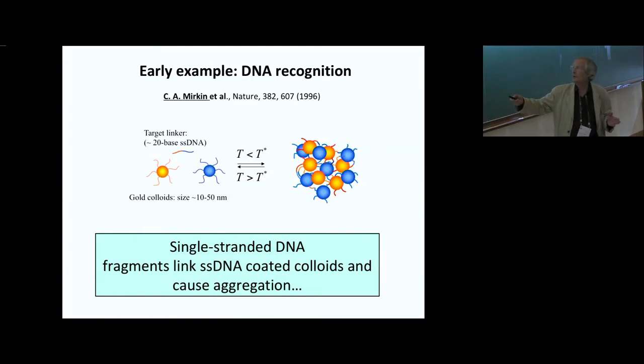And so at high temperature, nothing happens. The particles just whiz around in solution, Brownian motion. You cool it down, and at some point, you get a transition where they stick together. And because these are gold colloids, as they stick together, they get closer together, and you get a shift in the plasmon resonance frequency. And you can detect this phenomenon spectroscopically. And so this is a way to detect that you have this specific gene fragment in solution. So this is a gene detector.